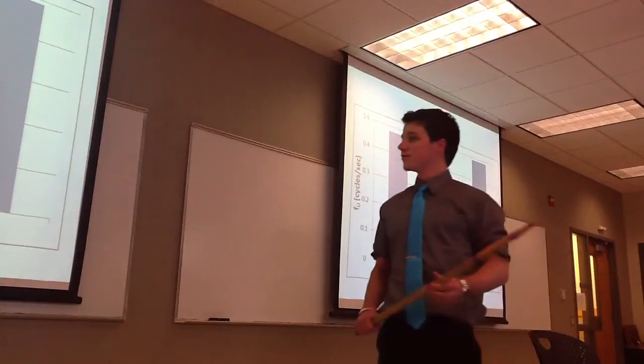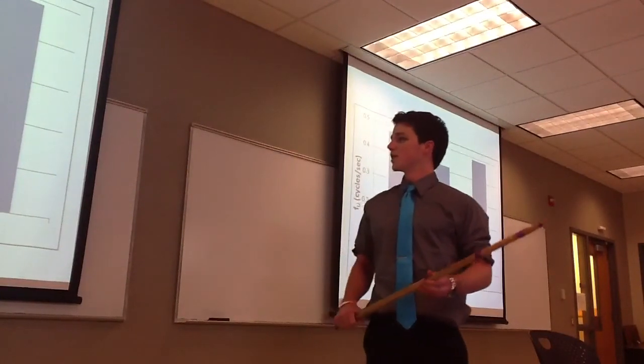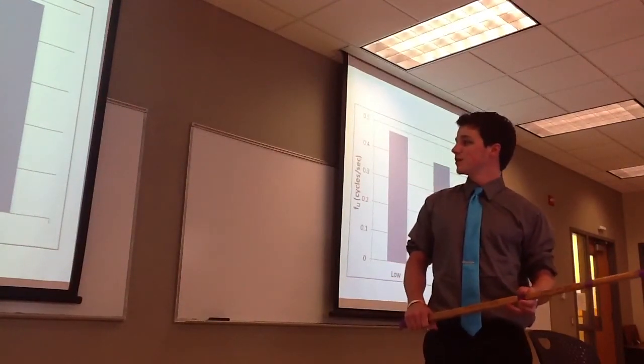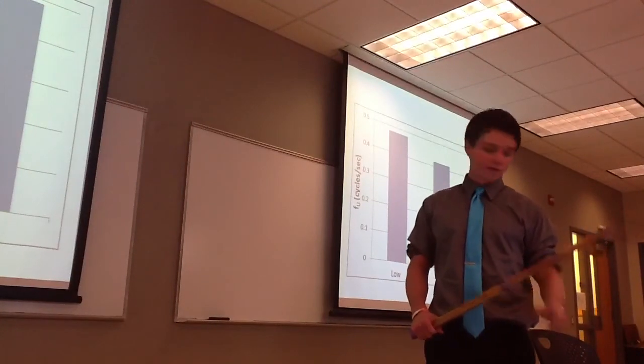This is the ultimate frequency for the low, middle, and high, where the low ended up being about 4.5, the middle was close to 0.4, and the high was closer to 0.5.